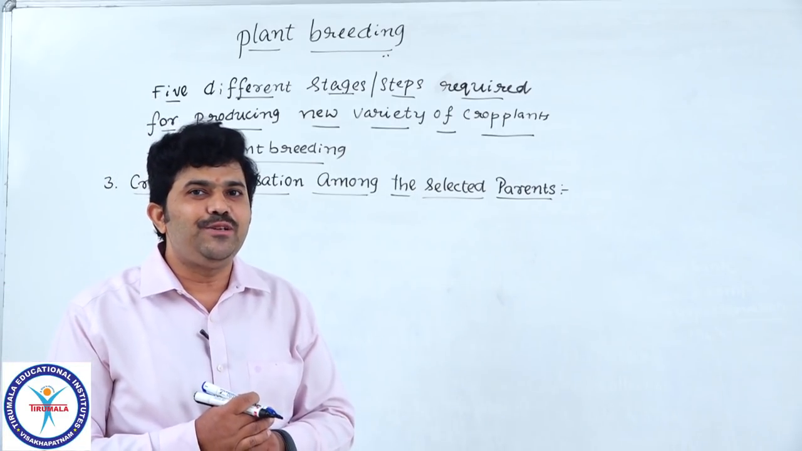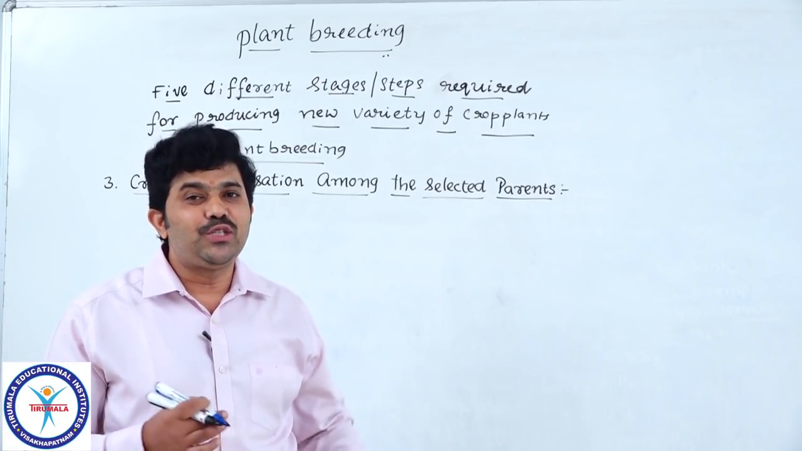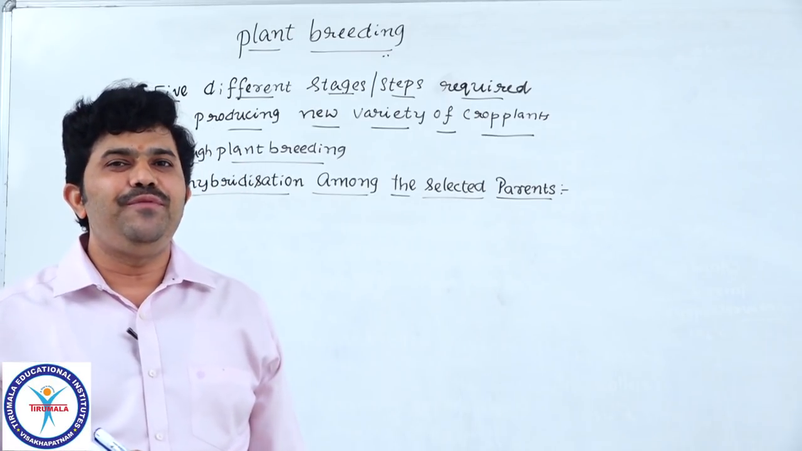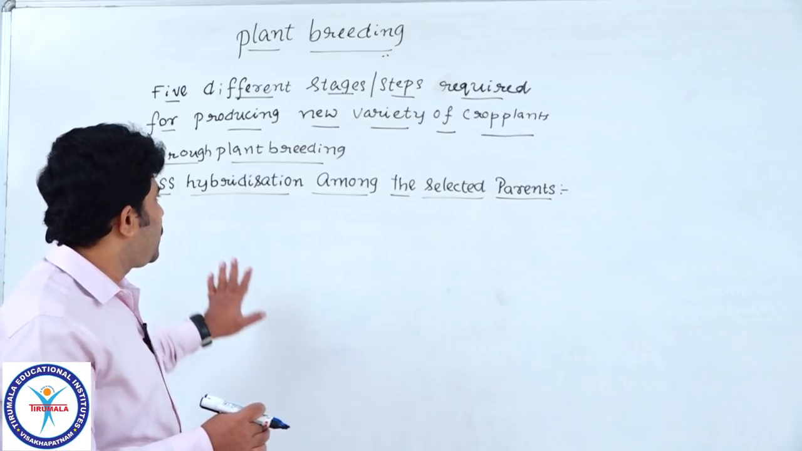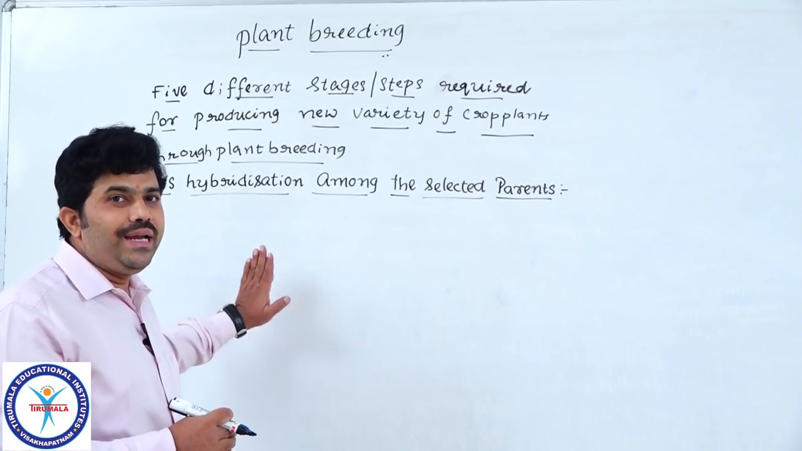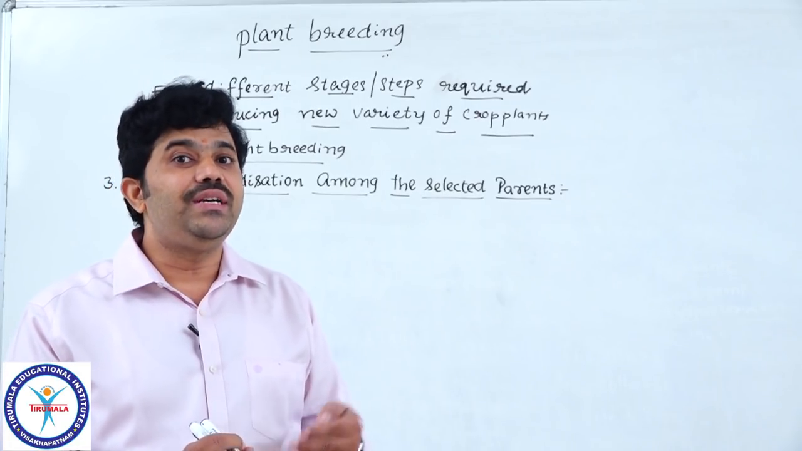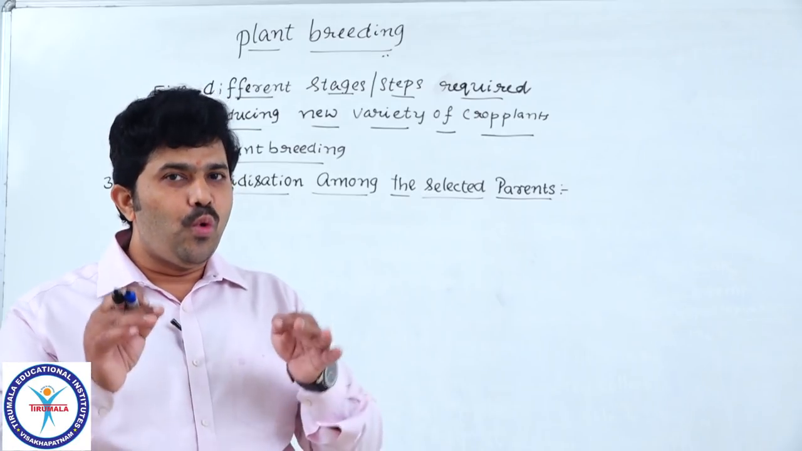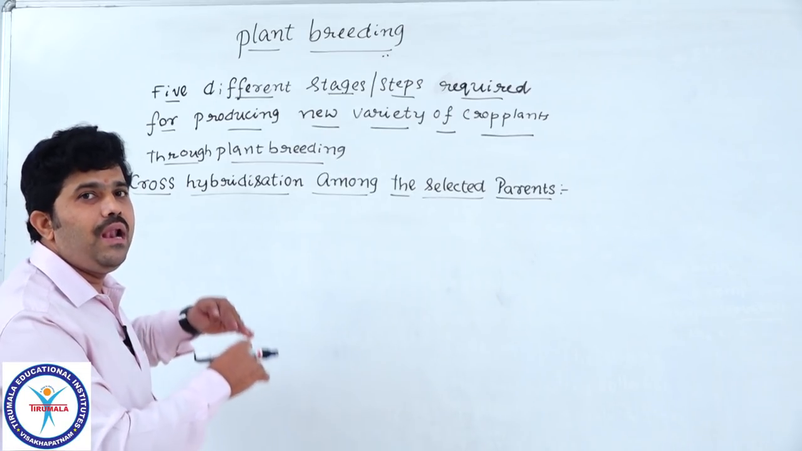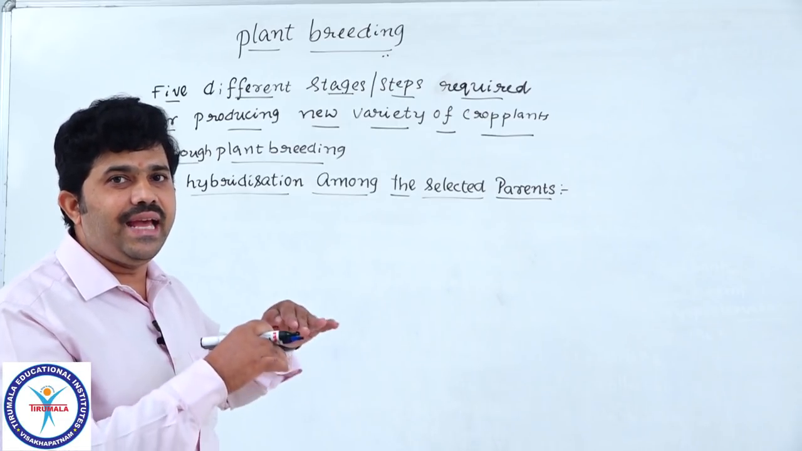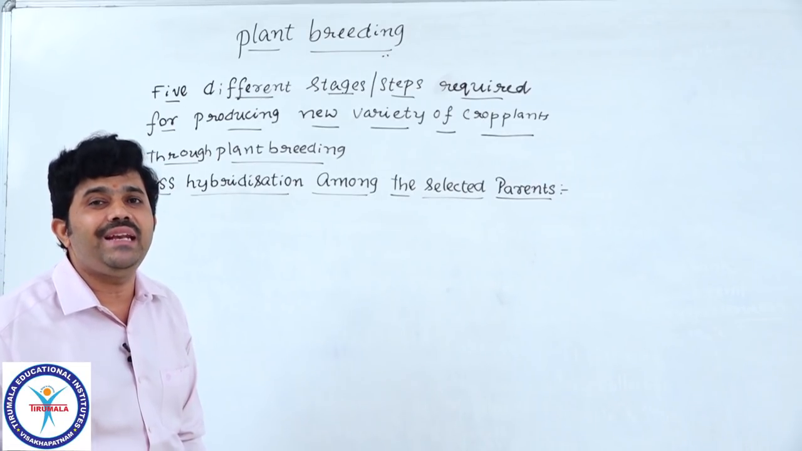Now we are trying to do cross hybridization between these two parents with two different desirable characters, to incorporate these two characters into each and every population produced as progeny with superior traits. Both characters will be there in each and every offspring. Through cross hybridization, that is our objective in this step. So to get superior recombinants or new populations as offspring with desirable characters, we make the cross between two genetically diverse parental plants.